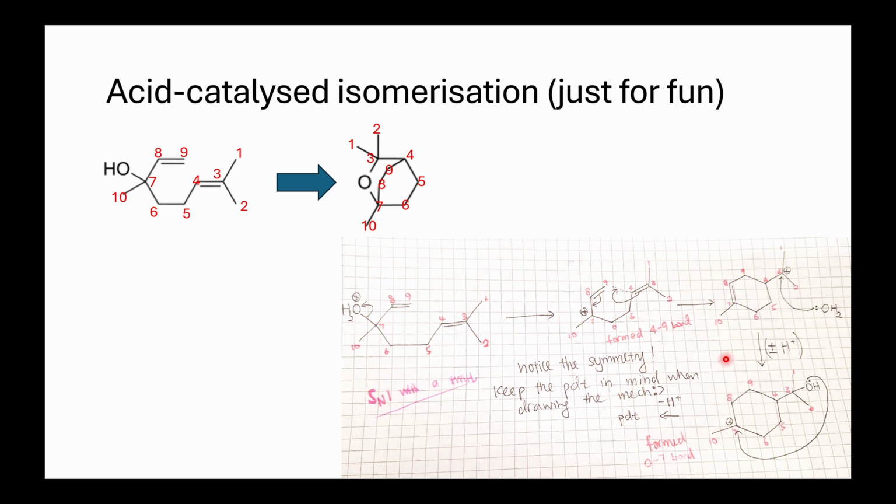Also notice the symmetry. After this step, the molecule is pretty symmetrical, like starting from this step. So if there's symmetry in a product, there must be some kind of symmetry in the intermediates.